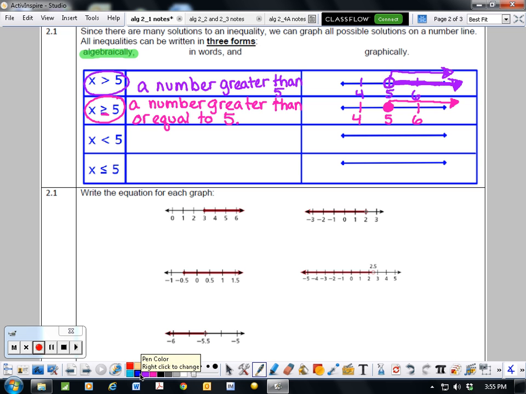So on our next one, we have this inequality. If we write it out in words, or verbally, a number less than 5.